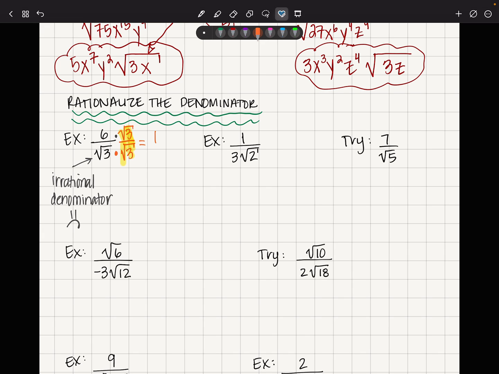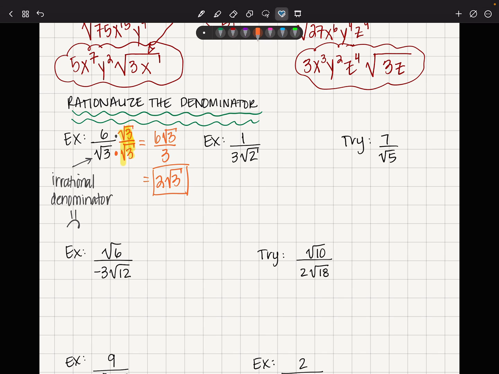So this is going to become 6 times the square root of 3 in the numerator over 3. Now the numbers on the outside can be reduced. Numbers on the inside with numbers on the inside can be reduced. We are looking at the outside numbers, so 6 divided by 3 is 2, so we've got 2 times the square root of 3 for our answer.